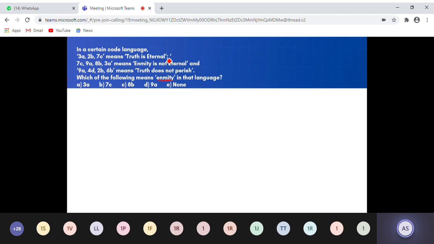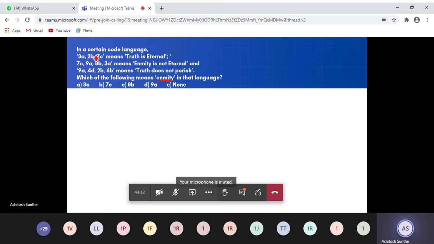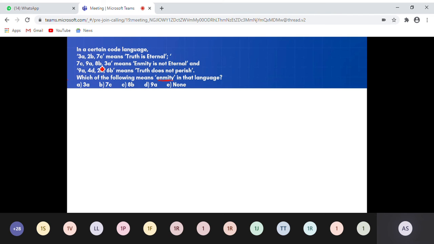So if we compare the first two sentences, we find what's common here. 3A is common, 7C is common. So let's not use it. Let's compare the first and third one. In the first and third, what is common? 2B is common. What is common in meaning? Truth. So 2B is truth.